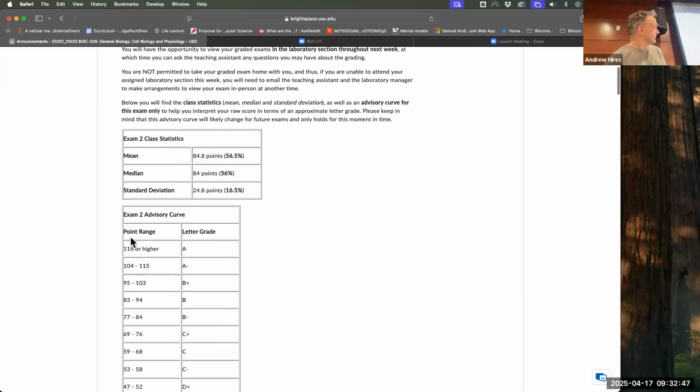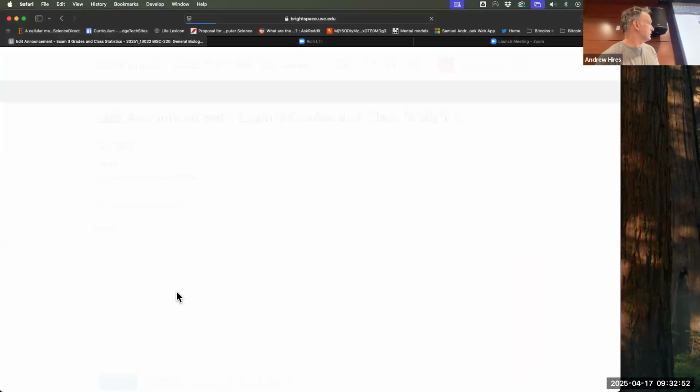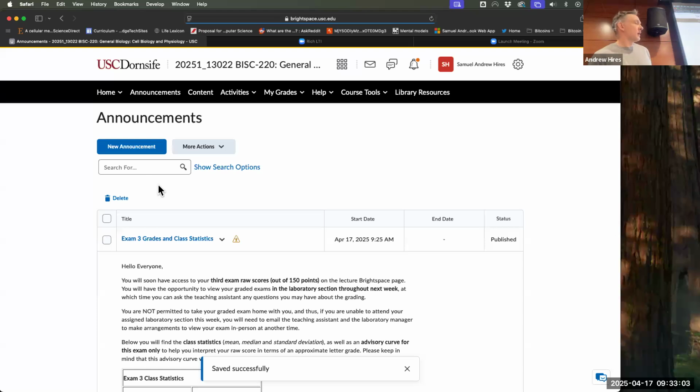This is the exam 3 advisory curve. Let me edit that, just to prevent any confusion. Okay. So I don't know, are the grades posted? They were going to be posted probably today, just so you get a sense. So it's about the same. It's basically a very similar distribution to exam 2. And, you know, if you have concerns, send me an email. Happy to give you some context as to where you stand overall in the course.